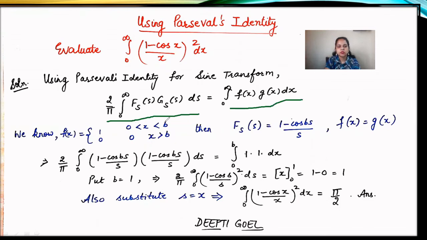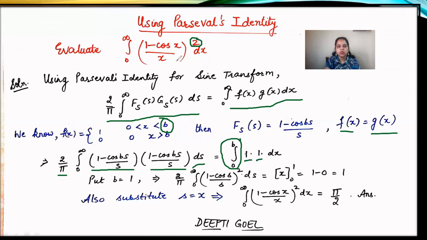So now we substitute the results, and because we have a square here, we choose our functions f of x and g of x both to be equal. So we have 2 by pi integral 0 to infinity of (1 minus cos bs) by s into (1 minus cos bs) by s ds, equal to the integral from 0 to b, because the function here is defined for x lying between 0 to b. Instead of 0 to infinity, the limits are now from 0 to b, because for values greater than b, the function is assumed to be 0. So our f of x is taking the value 1, and g of x is also taking the value 1.